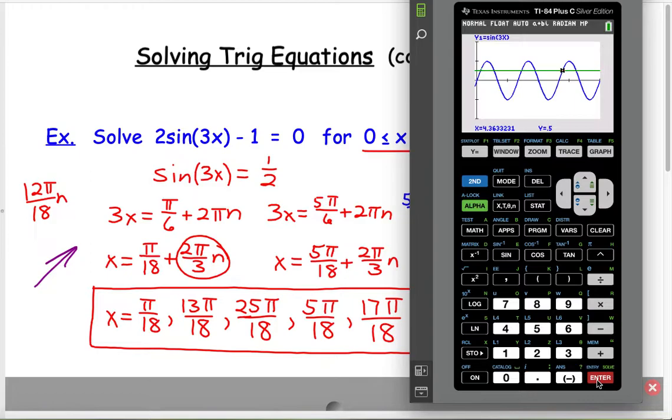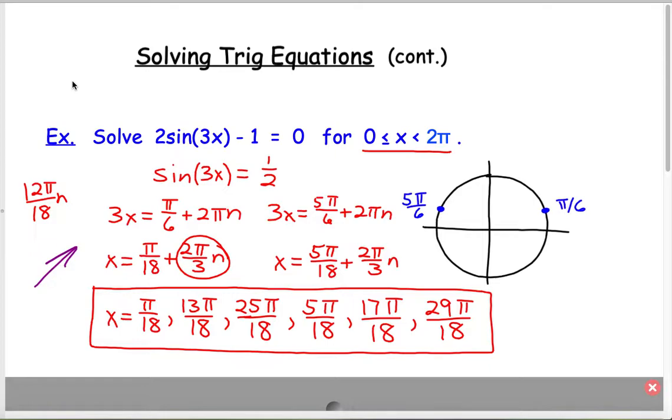Now I'm going to go to my other solutions. 5 pi over 18, just to show you. That was on the way down of the first bump. 17 pi over 18. That's 1 full period away. And then the last one, which was, what, 29 pi over 18? And there you go. So that's why we get 6 solutions, because sine of 3x from 0 to 2 pi goes through 3 full periods. So not just the 2 answers, but the 2 answers 3 times, because of the period going 3 times from 0 to 2 pi. All right.